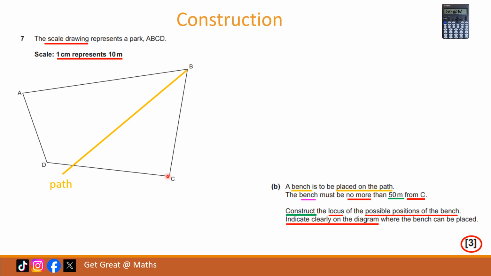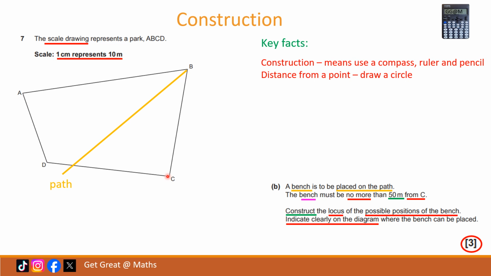Now there's quite a few keywords within this question that you need to know what they mean. First of all, the word construction, or the word construct, means that you must use a compass, ruler and a pencil to answer the question to get the accuracy marks. Now when we're looking at no more than 50 metres from C, it's looking at the distance from a point, and in this case it's point C, we're going to be drawing a circle from that point.